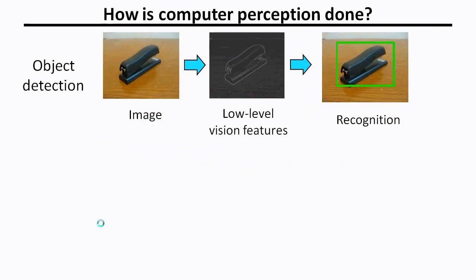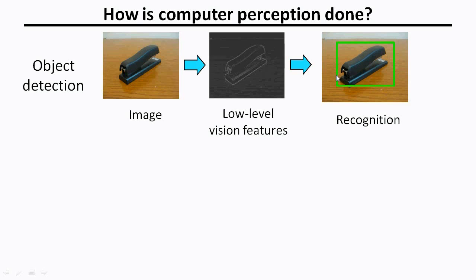If you think about how computer perception is done today, for example computer vision object detection, if you want to write a program to recognize staplers, you implement an algorithm that takes as input an image and computes low-level computer vision features. In this image, I've shown the results of an edge detection algorithm. You then feed these low-level vision features to, say, a supervised learning algorithm that tries to recognize objects. That's vision.